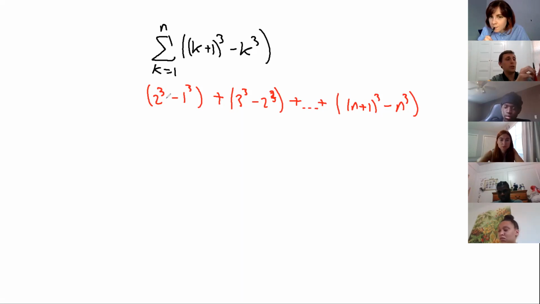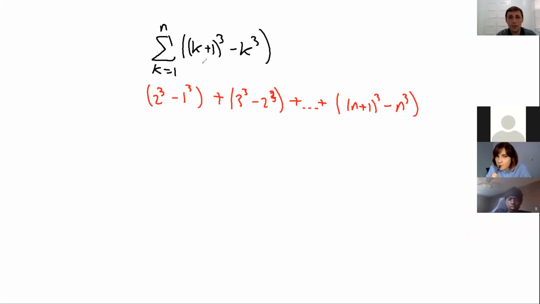2 cubed all the way to n plus 1 cubed is what I add. 1 cubed all the way to n cubed is what I subtract. What remains? N plus 1 cubed remains, and minus 1 cubed remains. Do you agree? Everything else is common and is cancelled. So on the one hand, this is equal to n plus 1 cubed minus 1 cubed.